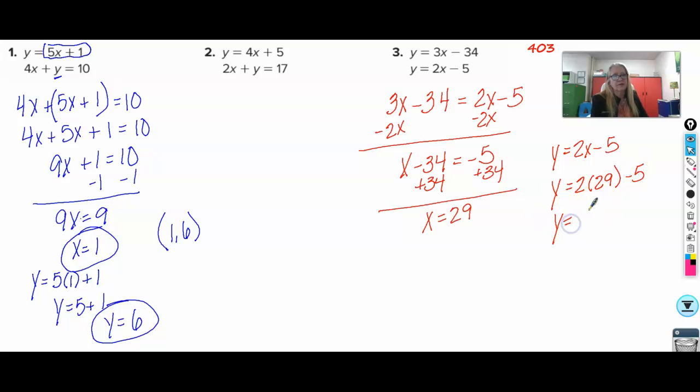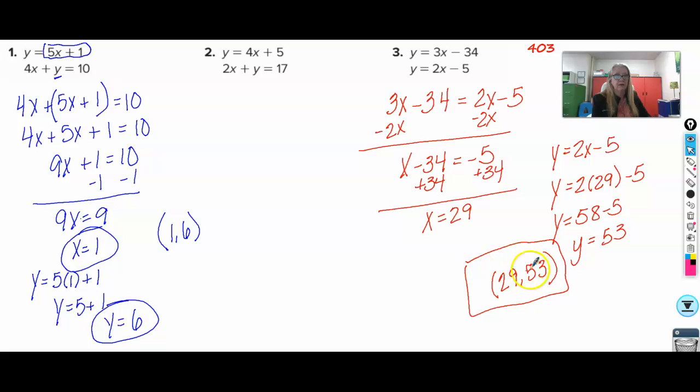That gives me 58 minus 5? So y is 53. So my coordinate point would be (29, 53). Wow, that is when you would not want to have to graph.